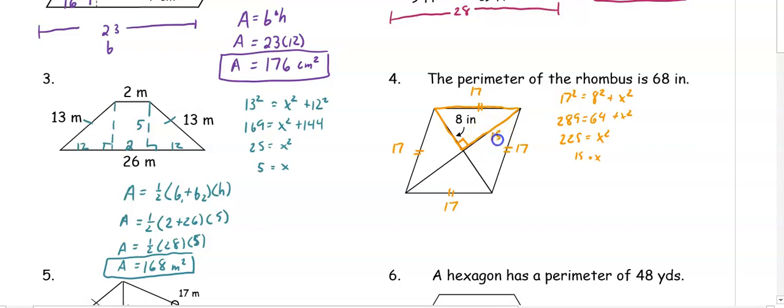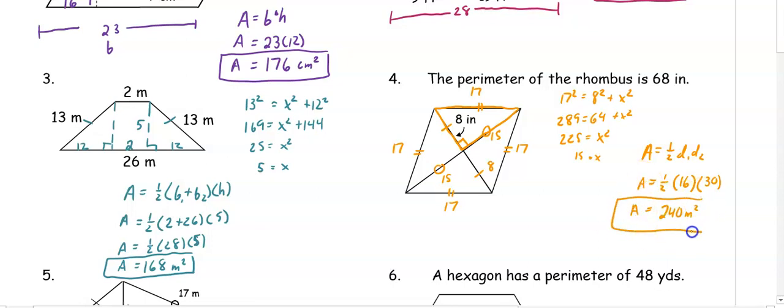X is 15. Now remember that your diagonals are bisected. So we have one that's 8 and 8, and we have one that is 15 and 15. To do the area for a rhombus, it's 1/2 diagonal 1 times diagonal 2. So if we have a diagonal that's split into 8 and 8, that means it has a length of 16. And split into 15 and 15 has a length of 30. So we have 1/2 times 16 times 30, which gets us 240 meters squared for our area.